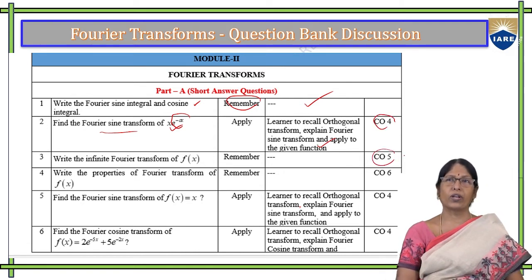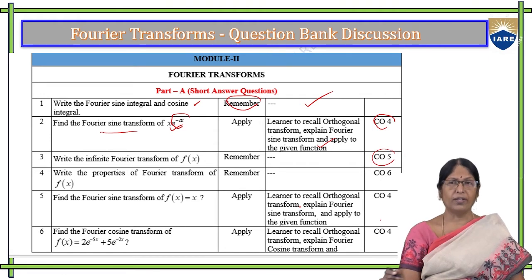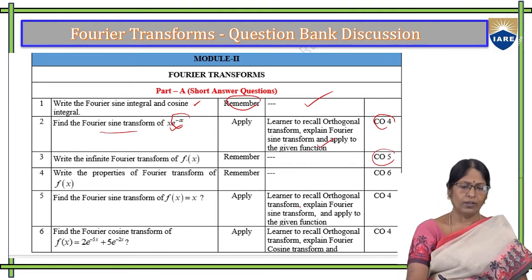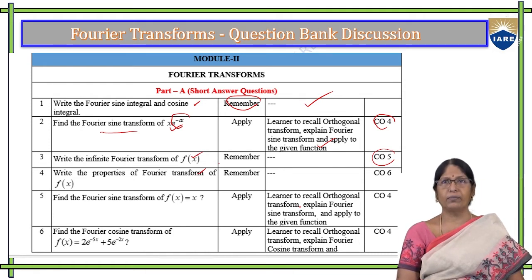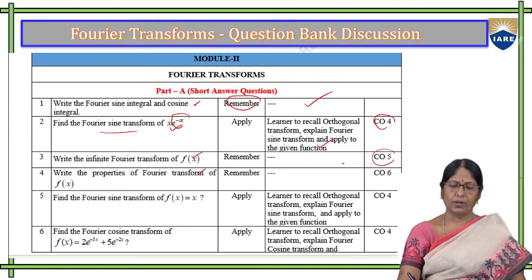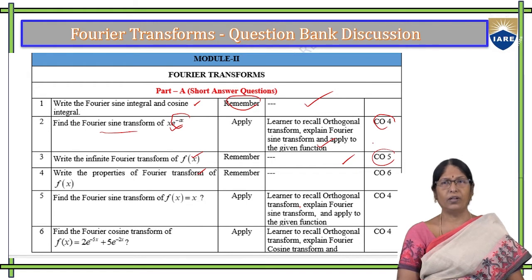What are the course outcomes? Nearly 12 course outcomes are written here. Completely, Part A has 20 questions, Part B 20, and Part C 10, so there are 50 questions for each module in the question bank discussion. This question bank is available on the website.